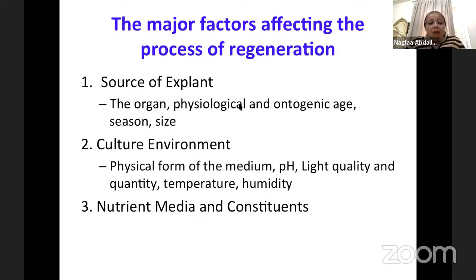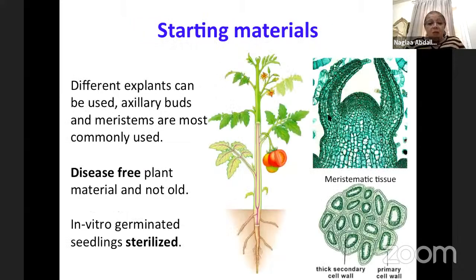We need a cultivating culture environment, like suitable pH, suitable light, humidity, temperature, and so on. We need nutrition, media, and constituents. As we said, we need meristematic cells to use for tissue culture because they are going to divide in synthetic media. Already developed or aged cells cannot be used because they are very slow to divide.